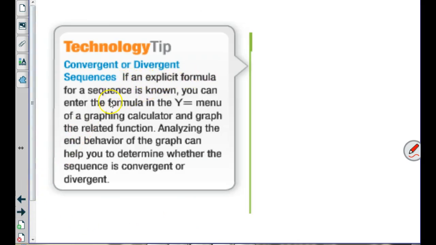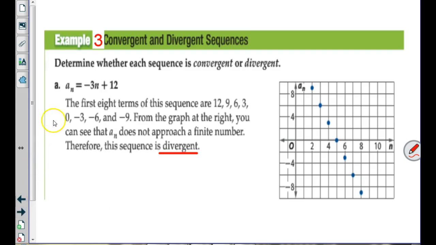If an explicit formula for a sequence is known, you can enter it and graph it to determine whether it is convergent or divergent. So first of all, I would have looked at this sequence and said they're going to keep subtracting 3, right? Everybody see that? If they keep subtracting 3, is it ever going to approach a single number? It's eventually going to become negative and just keep getting more and more negative. So they graphed it, it's linear, it's divergent.